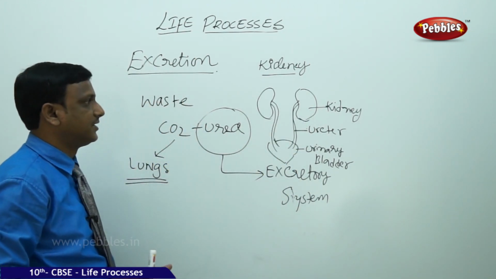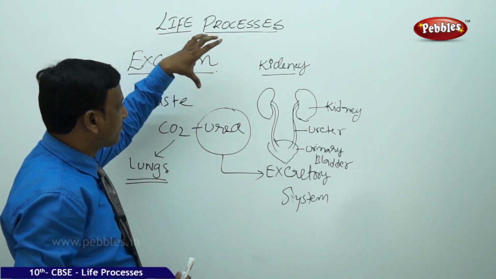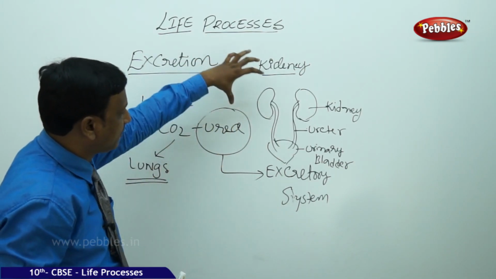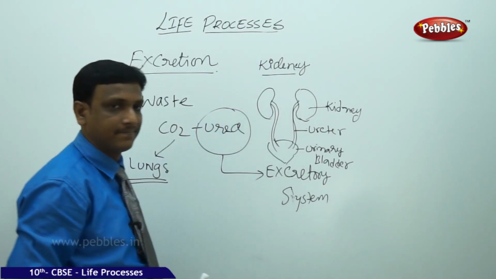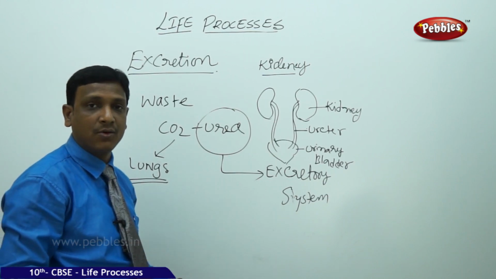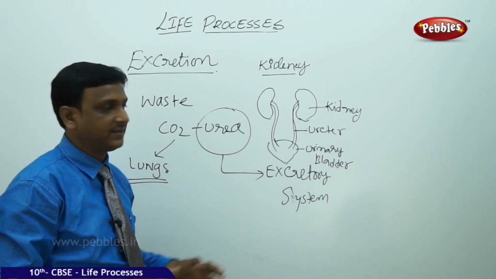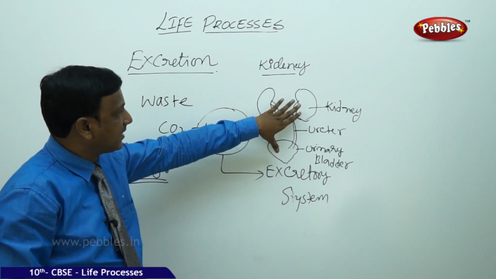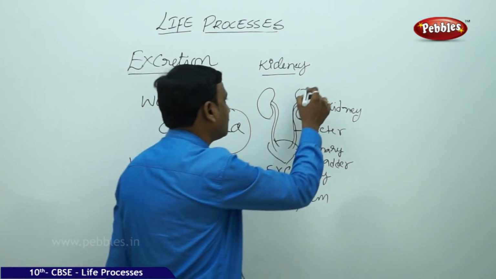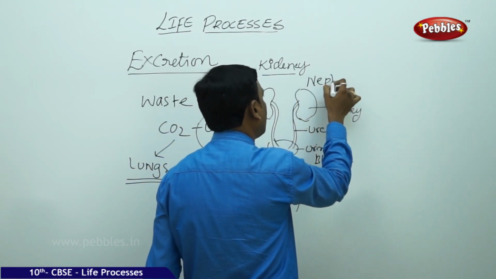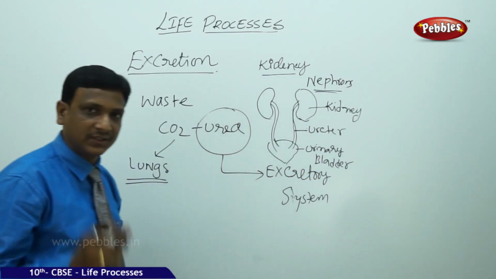Let us see how the filtration takes place. The blood, the deoxygenated blood which is supplied to the body parts from the heart, is supplied to the kidneys too. And the kidneys have highly coiled blood capillaries. In these blood capillaries, there are structural and functional units called nephrons. So these nephrons are associated with blood vessels. Nephrons are the tiny filters.